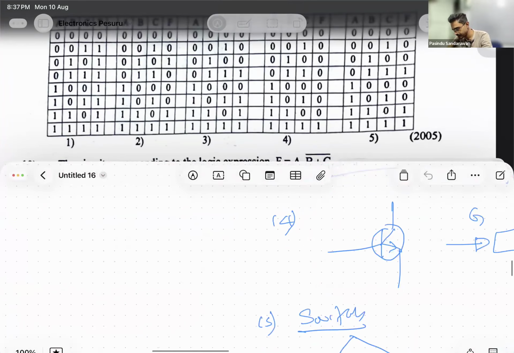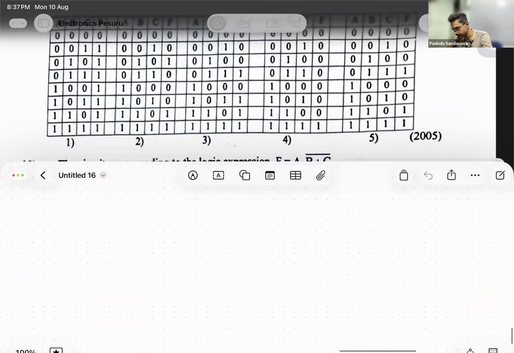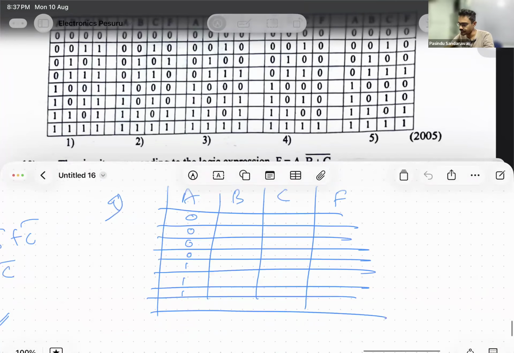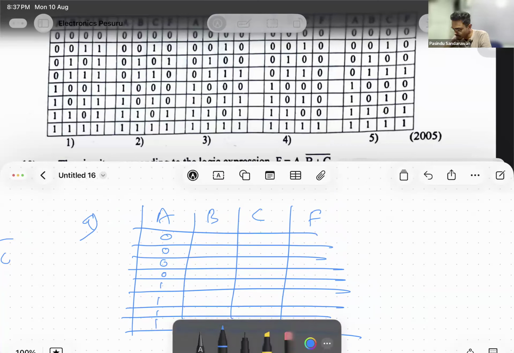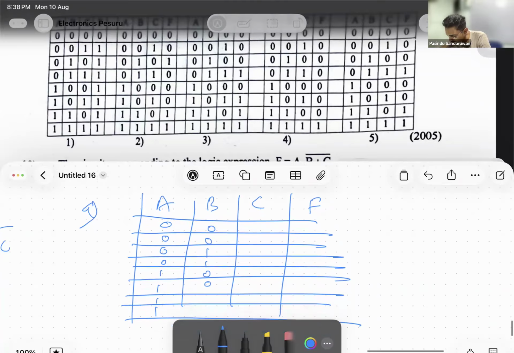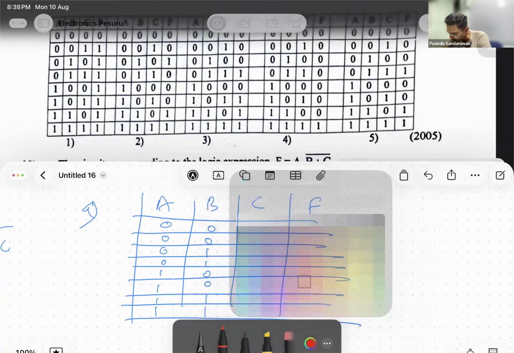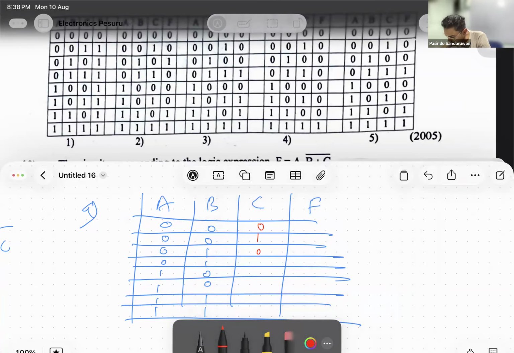Then B is 0, 0, 1, 1, 0, 0, 1, 1. Then C is 0, 1, 0, 1, 0, 1, 0, 1.